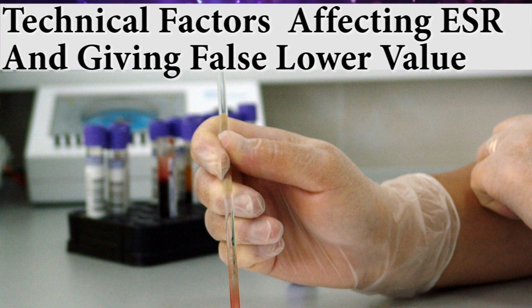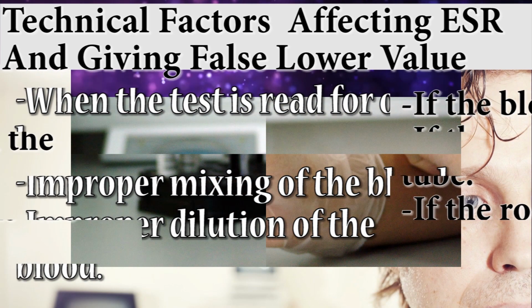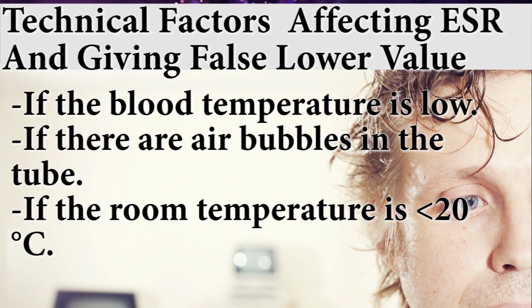Technical factors affecting ESR and giving a falsely lower result: when the test is read before 1 hour, improper mixing of the blood, improper dilution of the blood, if the blood temperature is low, if there are air bubbles in the tube, if the room temperature is less than 20 Celsius.